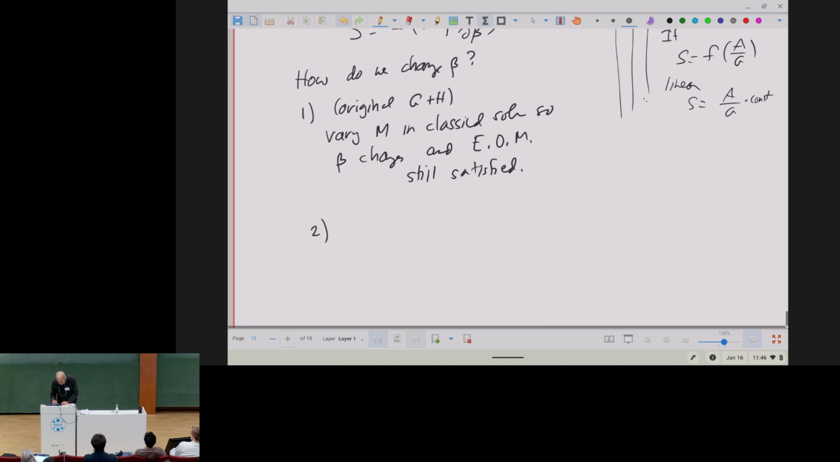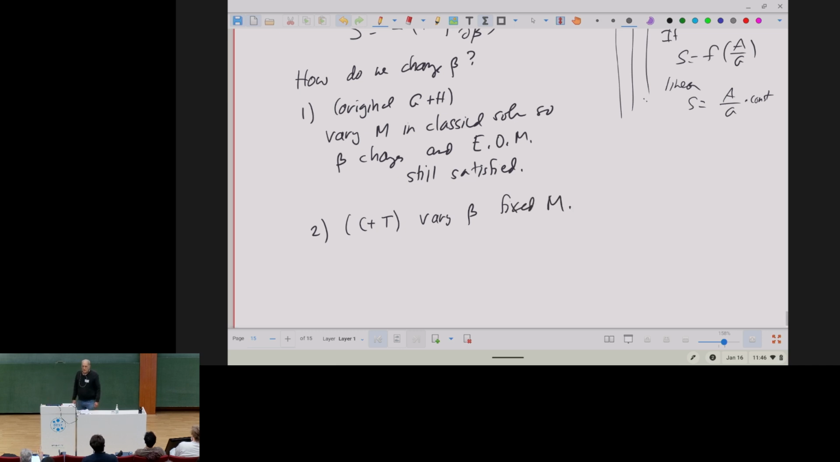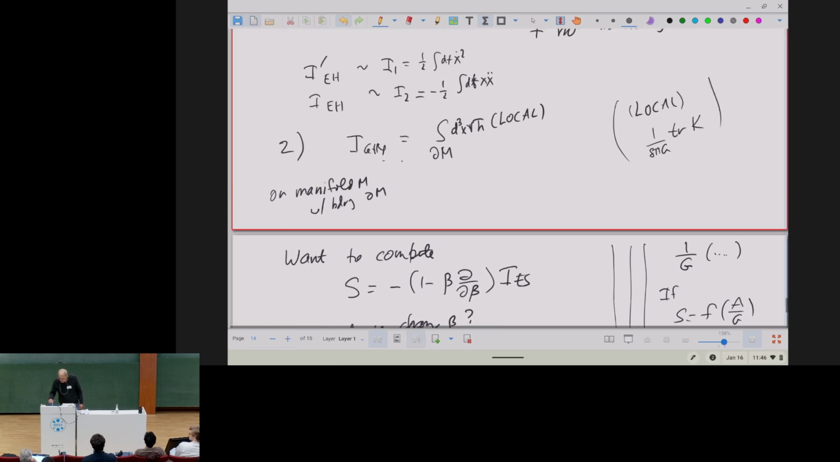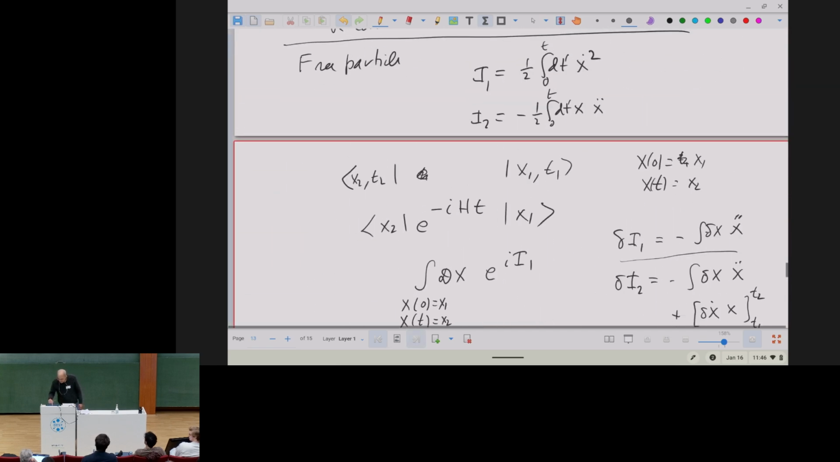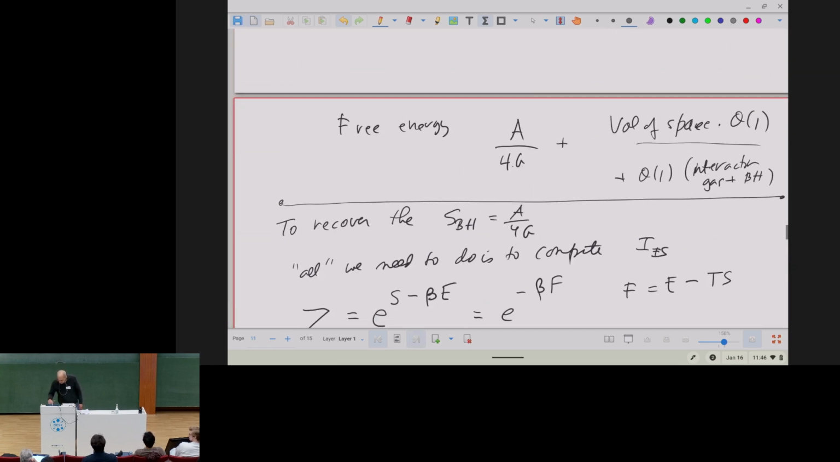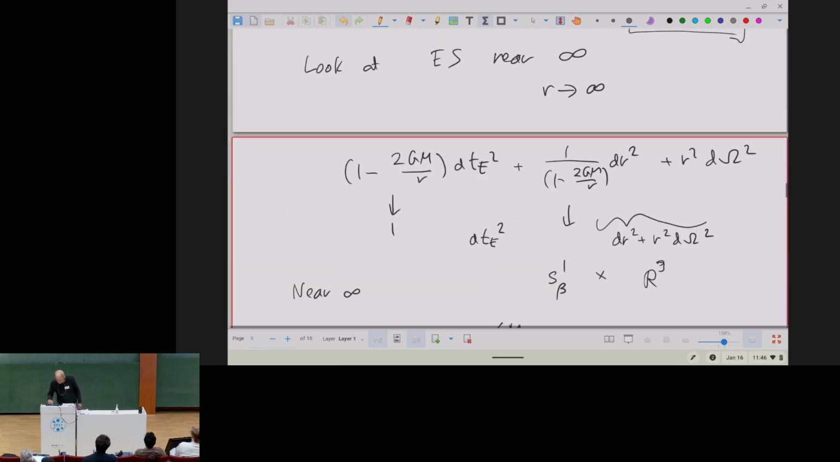What Carlip and Teitelboim and a lot of other people have done is to vary beta with fixed m. M is the mass. So m is a parameter in the metric. The metric is written in terms of m, not beta. But for each m, there's a beta that makes the metric smooth. If we want to change beta, we could change m in such a way that the new beta is the correct beta for the new m. And that's what Gibbons and Hawking used.